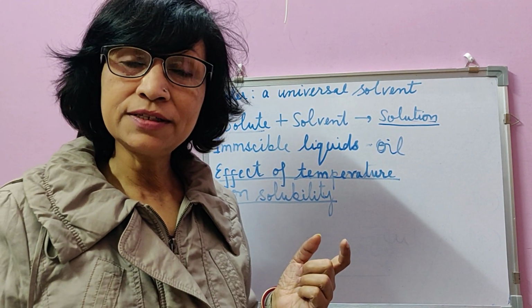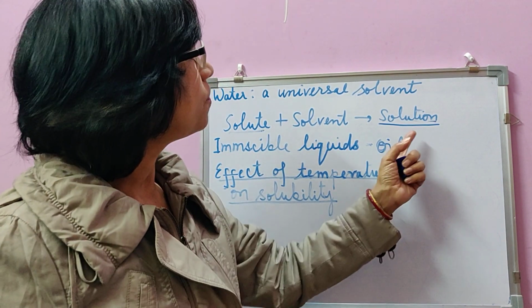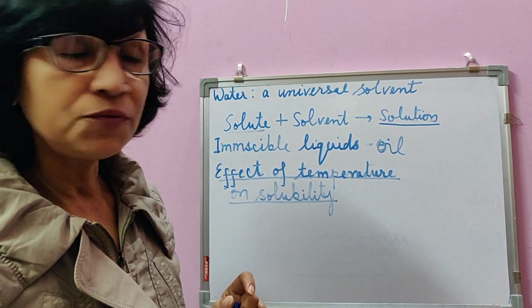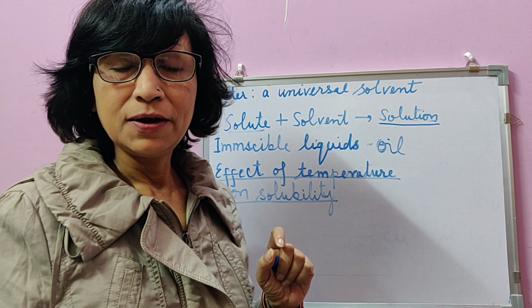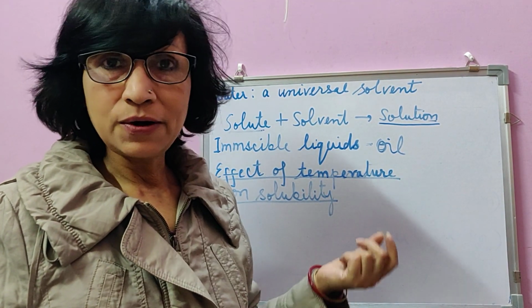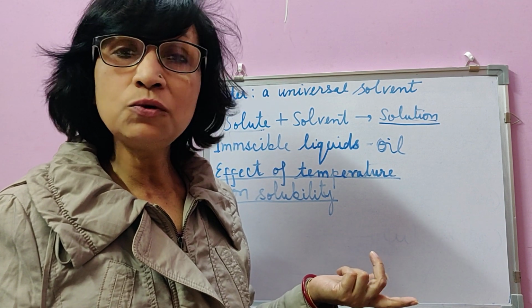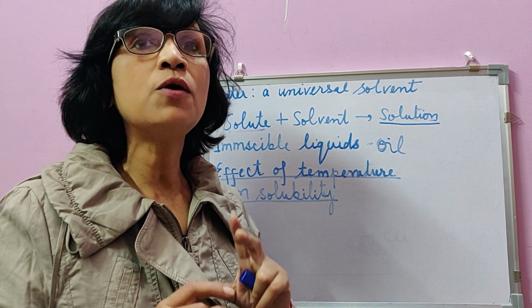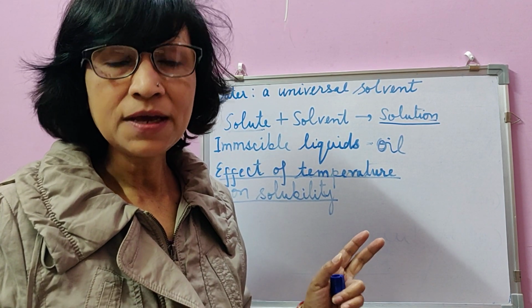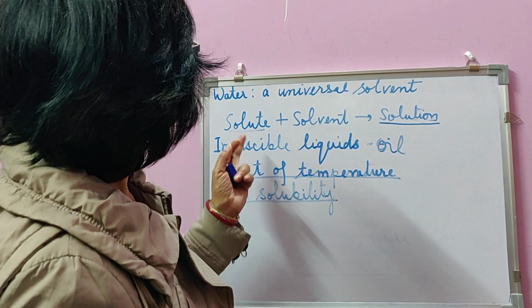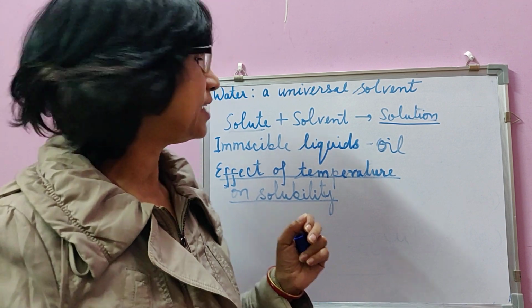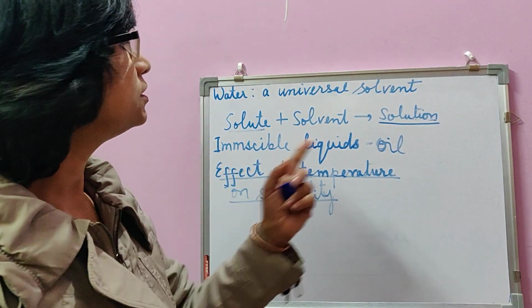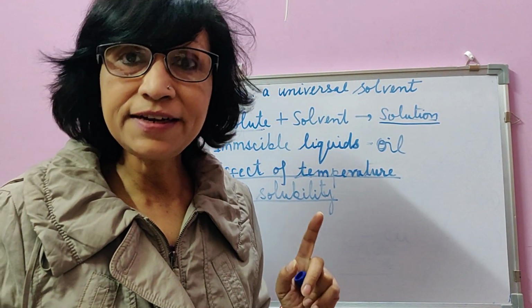Whereas certain liquids which do not mix well to form a true solution are said to be immiscible liquids, like kerosene oil, petrol or diesel. These are liquids which do not dissolve in water to form a homogeneous solution. Therefore, they are not said to be solutes for water, and such liquids are said to be immiscible liquids for the solvent water.